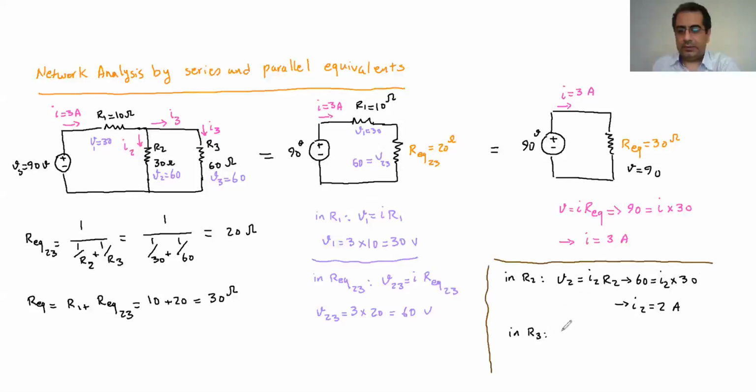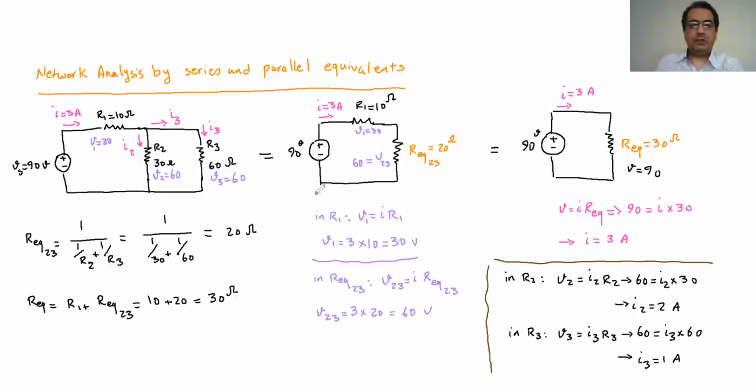And the same in R3, I can write the Ohm law again. V3 is I3 R3, and the voltage is 60, and I3 we don't know, and the resistance is 60, and then we have I3. This comes out as 1 amp.